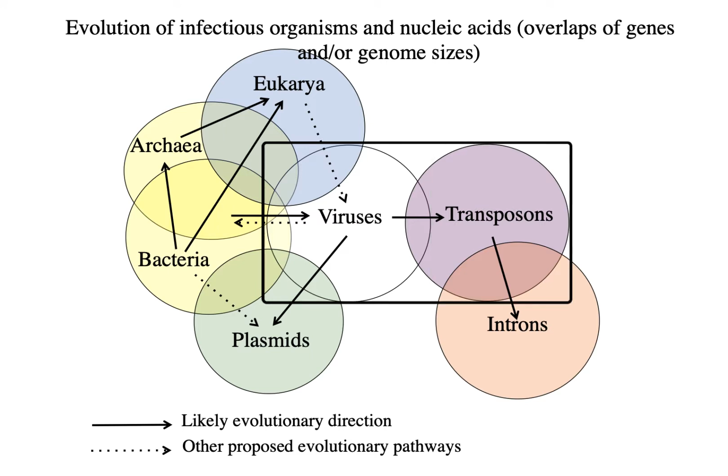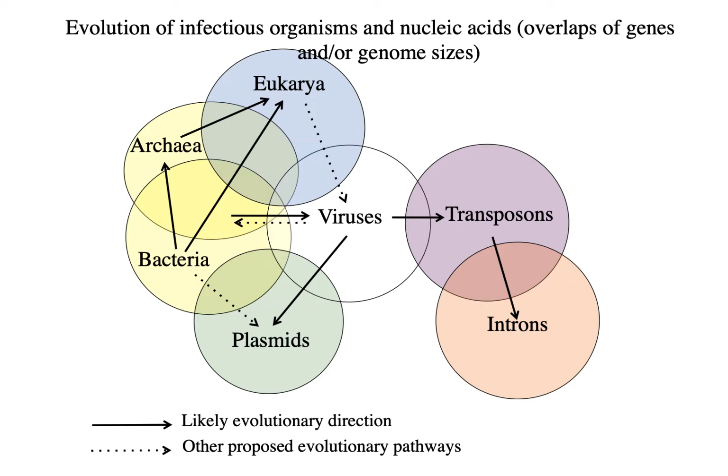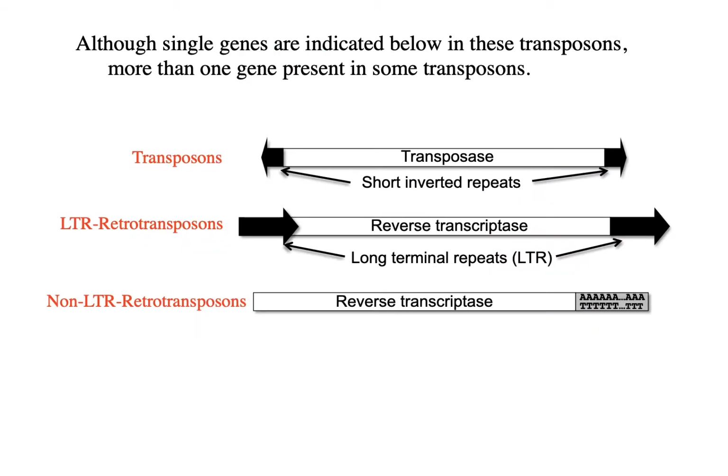As I said in the last presentation, DNA viruses and RNA viruses have some similarities to DNA transposons as well as RNA retrotransposons. There are three general types of transposons and retrotransposons. The first are DNA transposons, which have a transposase gene and often some other genes that aid in the transposition events, as well as short inverted repeats that are used for inserting and excising from a particular spot.